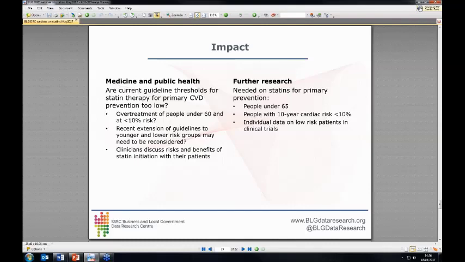Clinicians may want to use this new information when discussing the risks and benefits of statin initiation with their patients. Further research is needed on the effects of statins over the long term for younger patients at low cardiac risk. Also, access to the clinical trials data would allow replication of the study and comparison of the results.